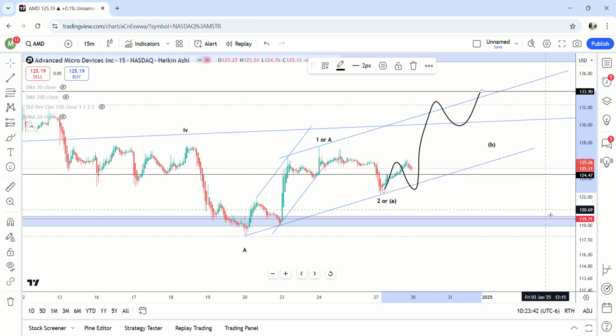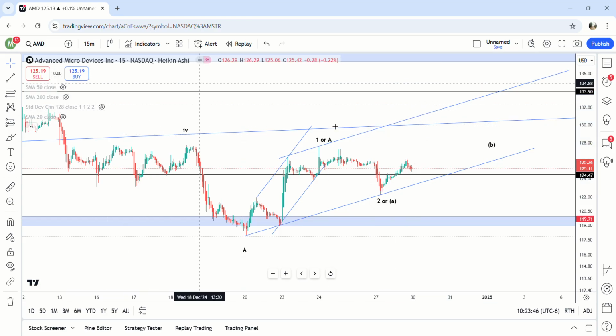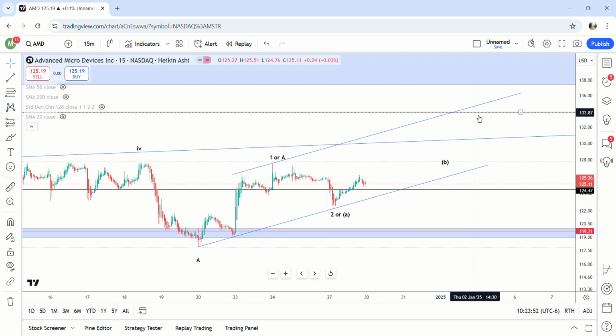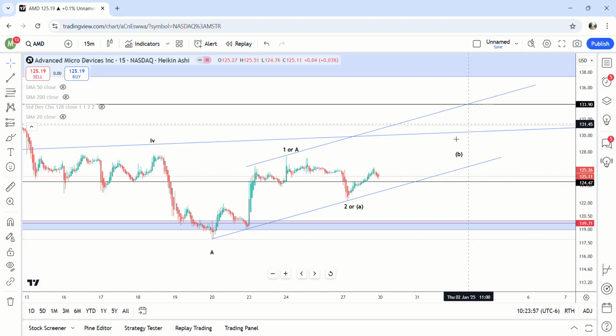If it's a B wave, you come up here and then come down. There is a gap down here at 120. So yeah, it's getting kind of complicated, but I'm looking for 134 on the next move up, 133.90. And if it's 5 waves, I would expect it to break this parallel line. So I would expect it to happen potentially on Monday or Tuesday, actually.